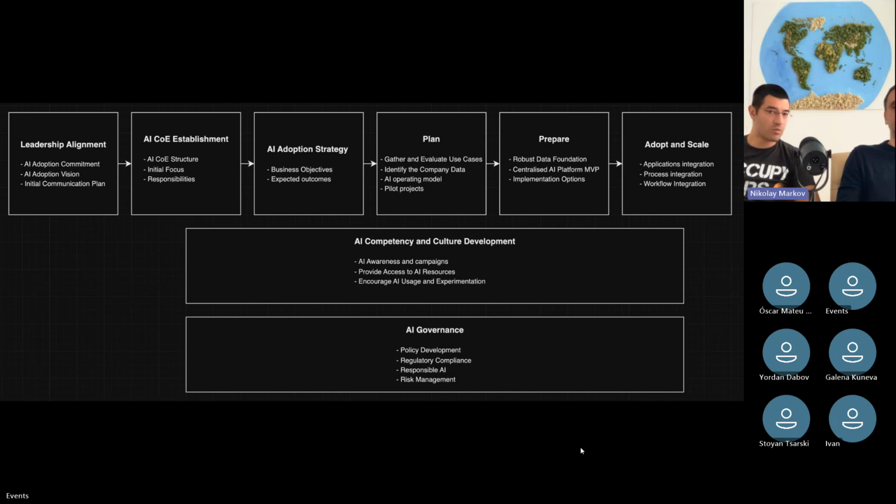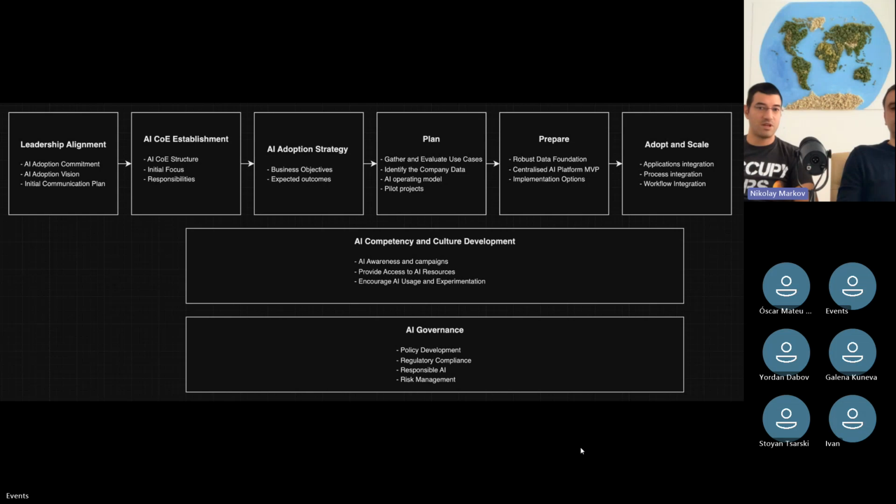Sometimes, even for a small organization, for example, if we're talking about a 10, 20 people organization, actually the first folks, the leadership, could be the AI COE. These could be the guys who are driving the whole adoption, etc. So this would be the first step.